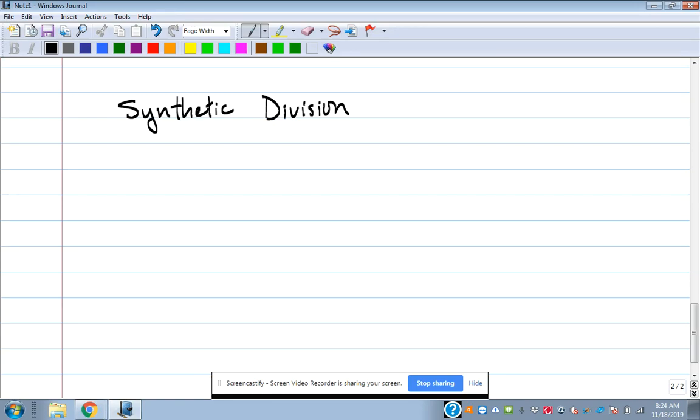Synthetic division is a lot easier. Let's take the same problem: x squared plus 3x minus 43 divided by x plus 8. And we're going to set up and do synthetic division. I'm going to show you how to do that. I'm pretty sure nobody in here has done synthetic division before.